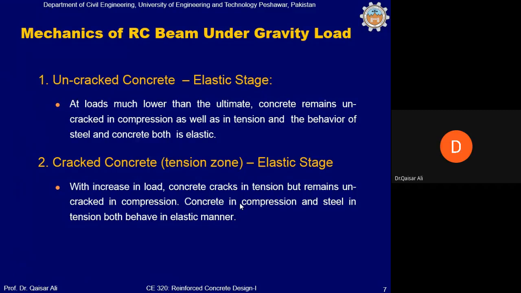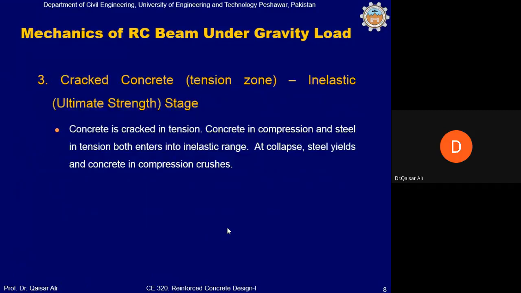However, at this stage, the concrete in compression and steel in tension both behave in an elastic manner. Concrete in the compression zone has not cracked, so it has not crossed its elastic limit. We will see this in the coming slides. And steel is below the yield. As long as the steel is below yield, it is in the elastic stage.